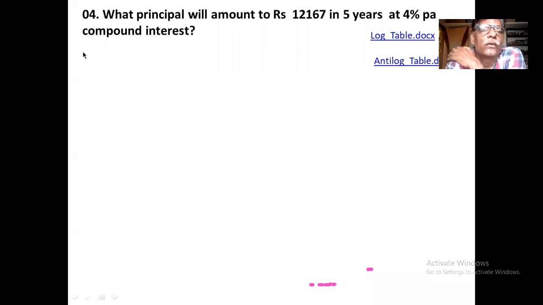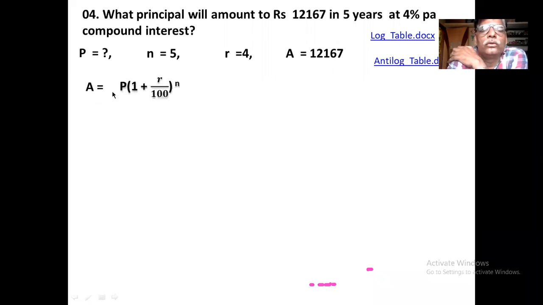Okay, you see here. P is unknown, P is not given in the problem. You have to calculate. N is 5. R is 4%. Then A, amount, is 12,167. You have to calculate P. How to calculate P? I'll give the solution. Your equation is A is equal to P in the bracket 1 plus R by 100 raised to N. This is the equation. You fill the value.